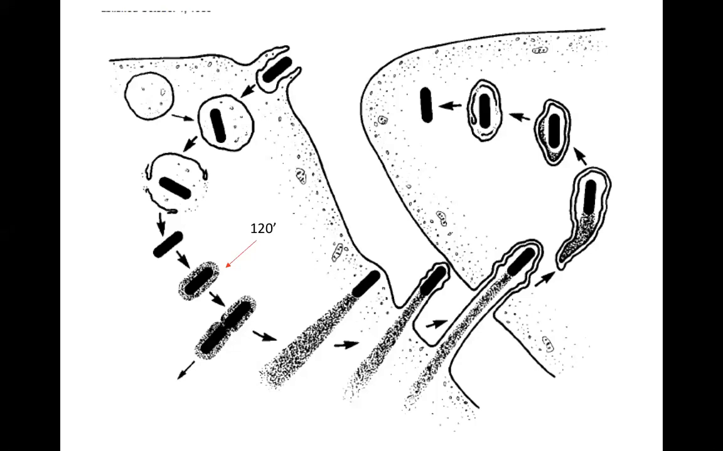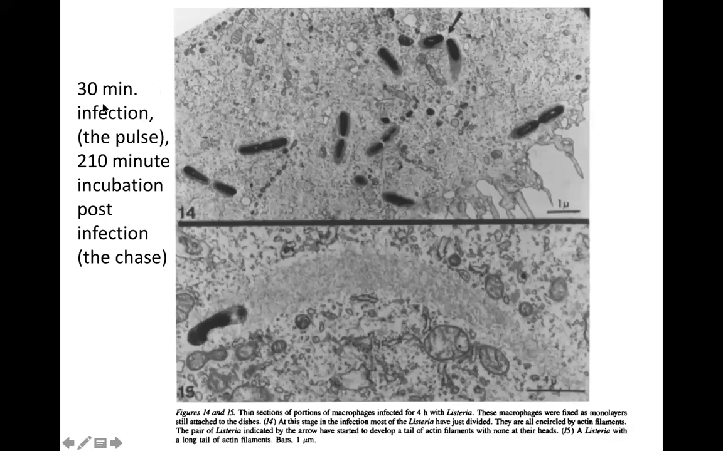And then let's go on to the next time point, which is 30 minutes of pulse infection and 210 post infection for a total of 4 hours. And they see a number of configurations, cells that are dividing and acquiring their own mesh of actin, but they also see cells that are developing a polarized array of actin pointing in one direction to make a comet tail. And down here is an example. Remember, these are all from the same time point. This is a cell that has already generated one of these very long actin comet tails.